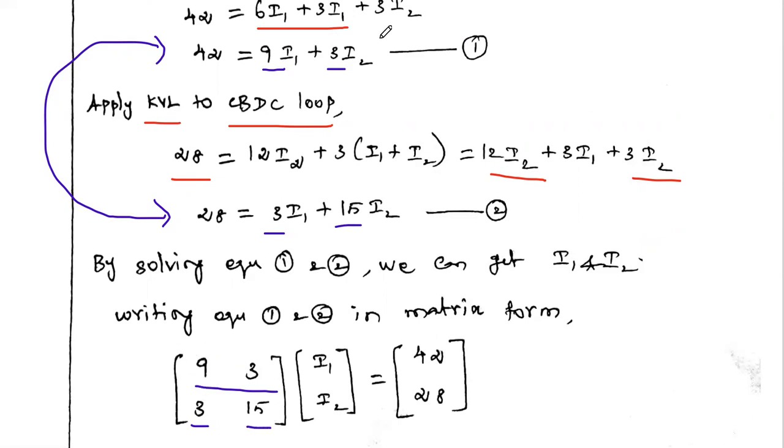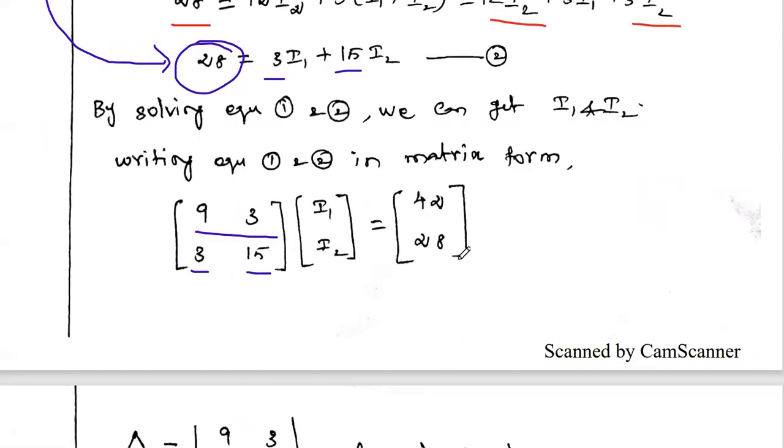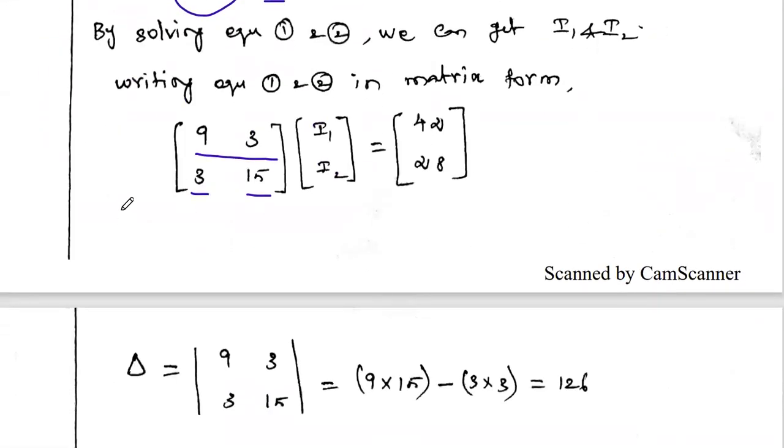So the two equations mean we can get the 2 by 2 coefficient matrix multiplied with the variables I1, I2, which is equal to the constants. What is the constant on the right side of equation number 1? 42. Similarly, what is the constant on the right side of equation number 2? It's 28. So 42, 28. Okay, so this is the matrix form. So we converted the two equations into matrix form.